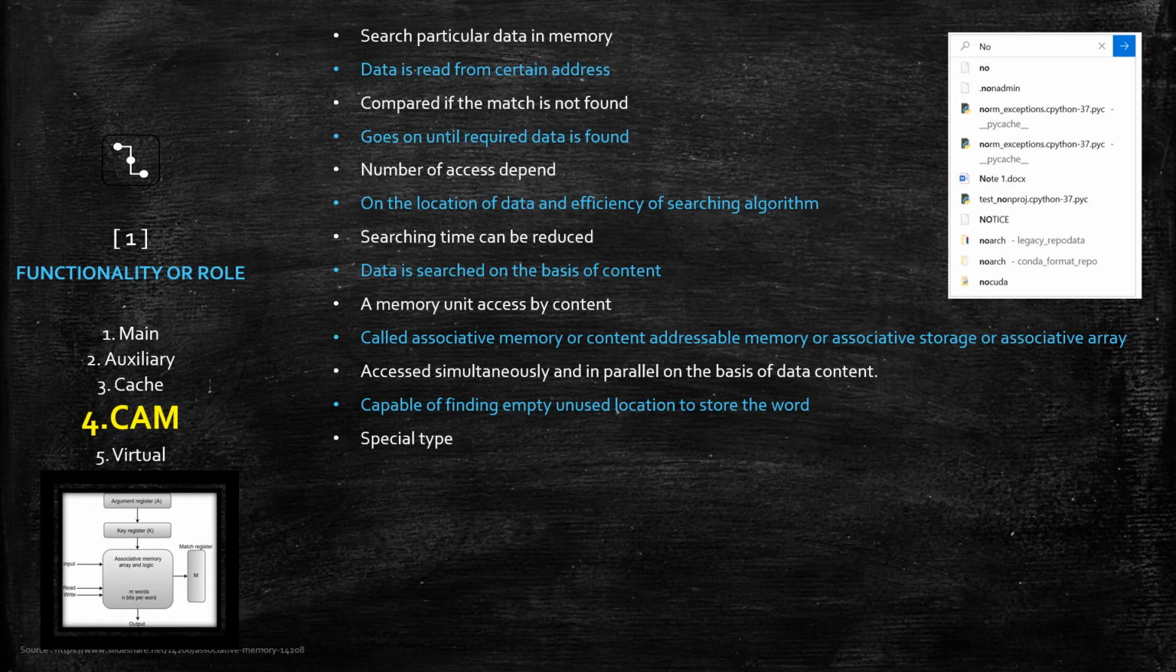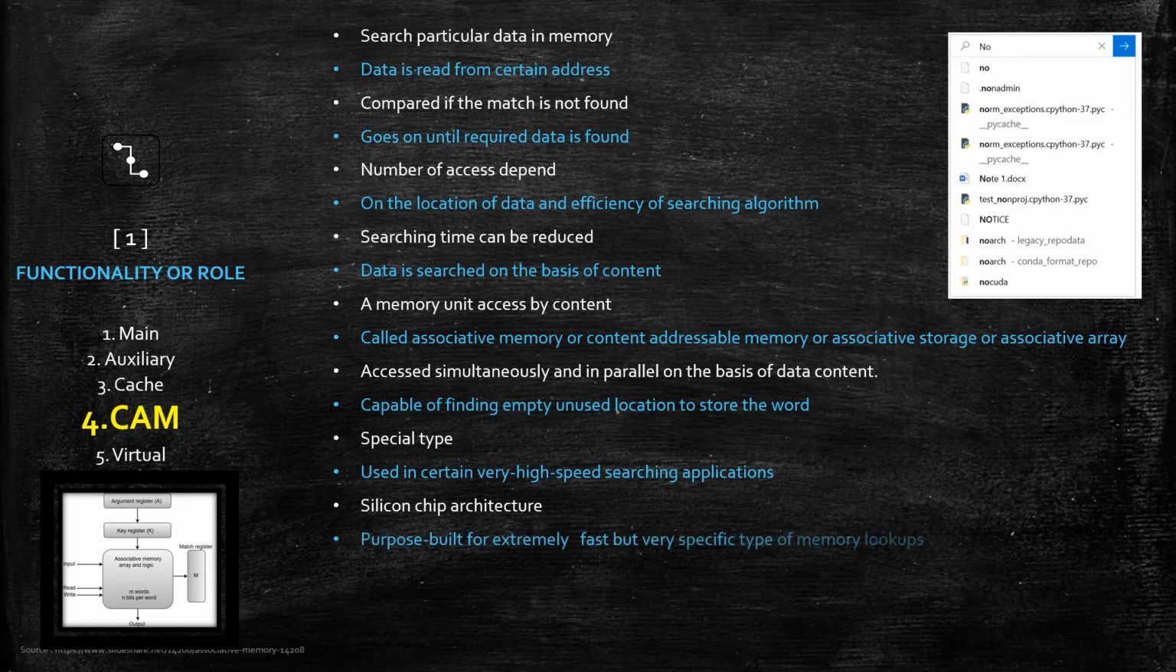Now, this CAM is actually a very special type of memory. Why? Because it is used in certain very high speed searching applications, just like a search engine. So now the question is, what does CAM look like? CAM is nothing but a silicon chip architecture that is purpose built for extremely fast but very specific types of memory lookups. So this is a very special type of memory.